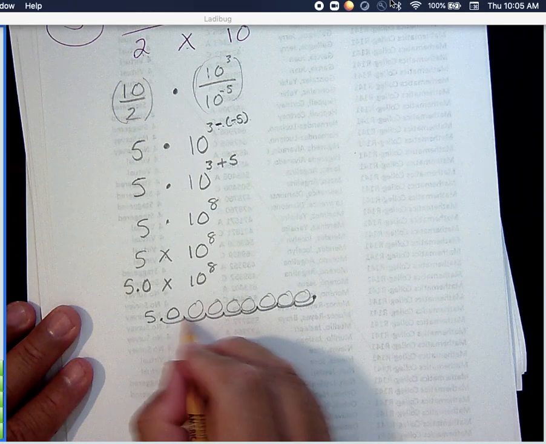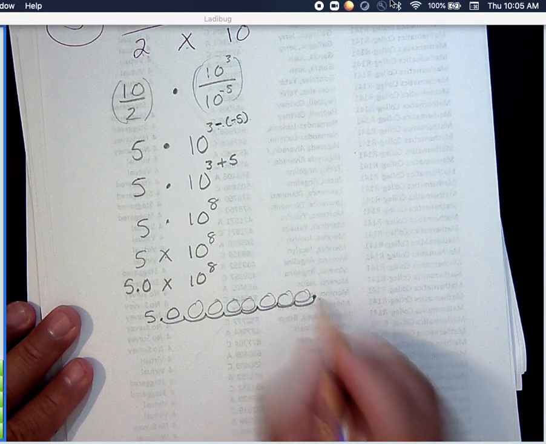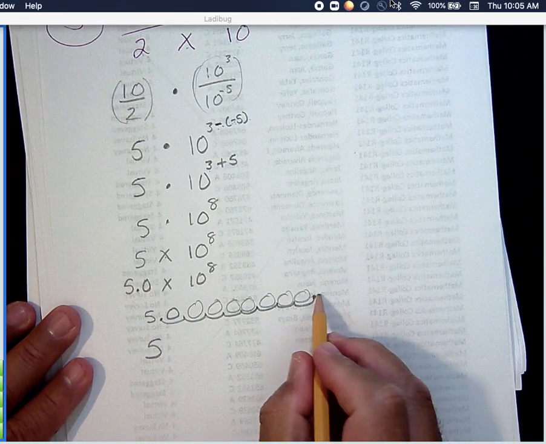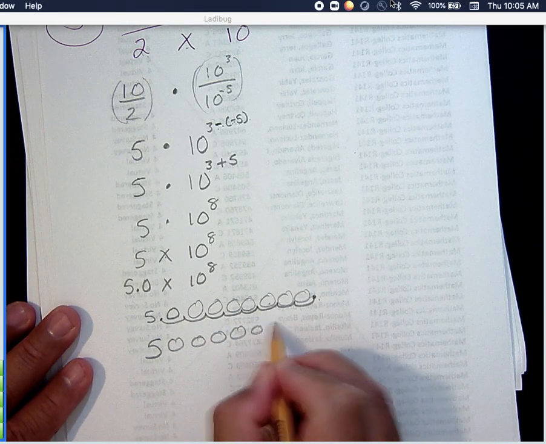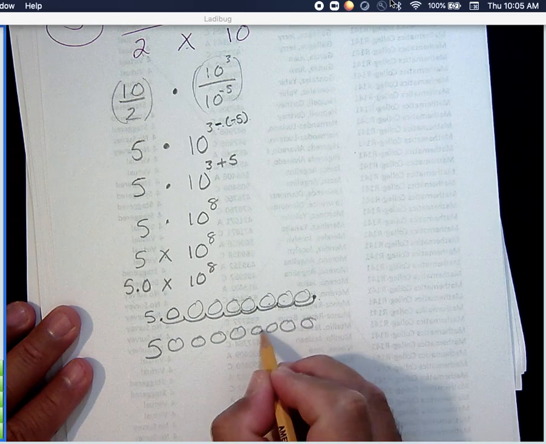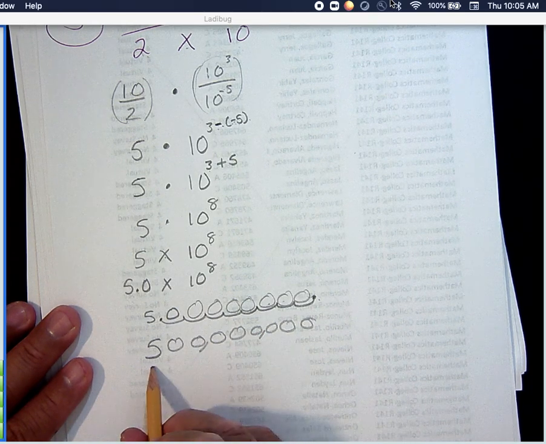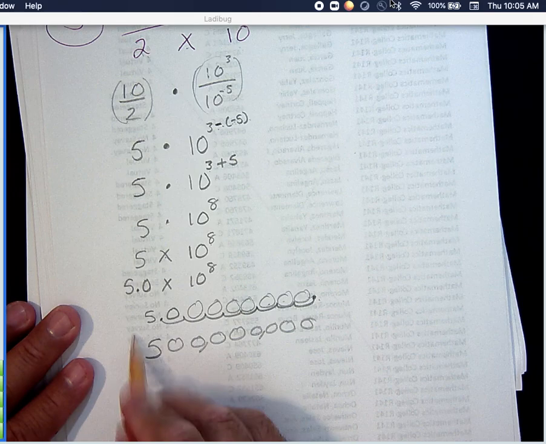So 1, 2, 3, 4, 5, 6, 7, 8. Yes. So rewrite it. So this is a really big number. 500 million. That's the answer.